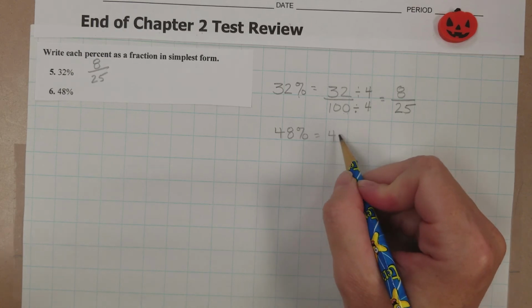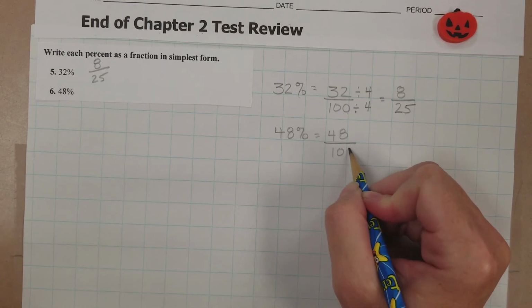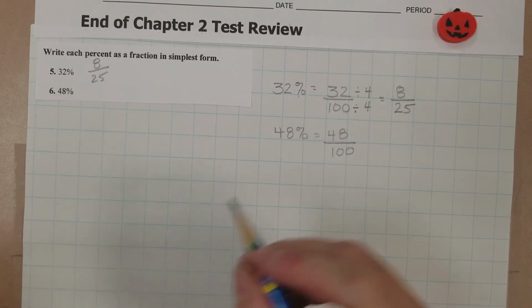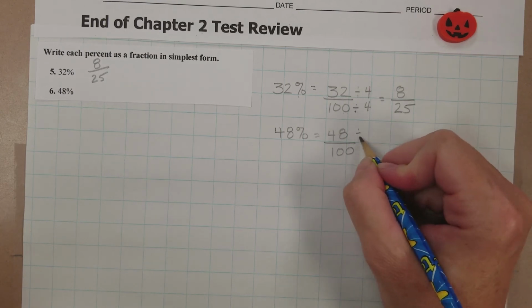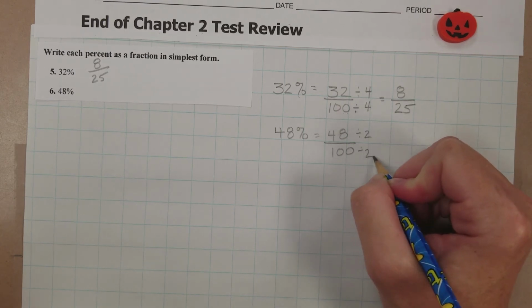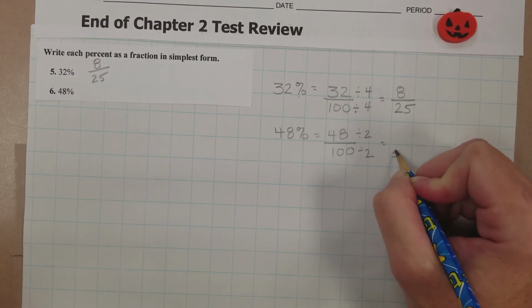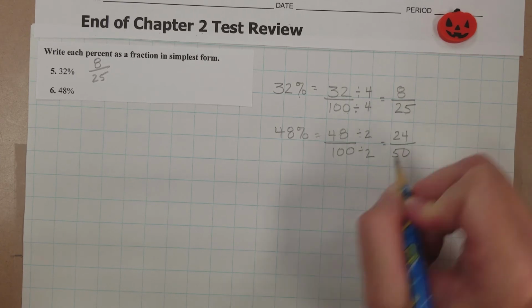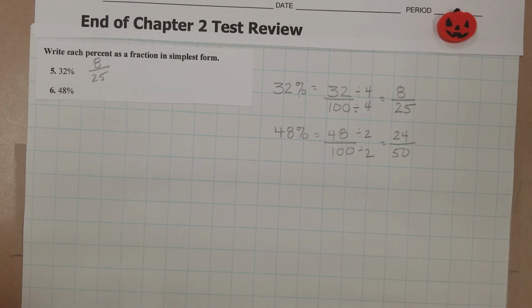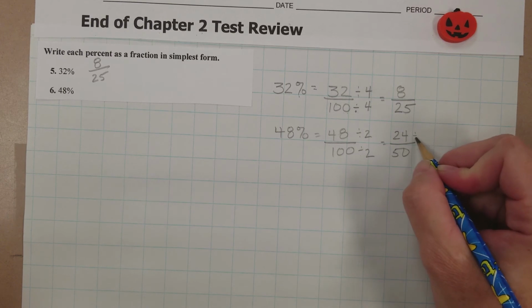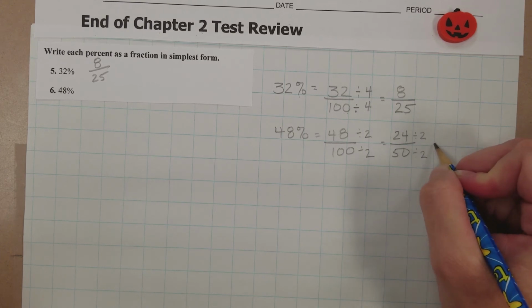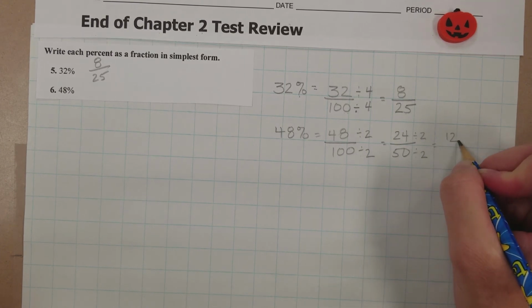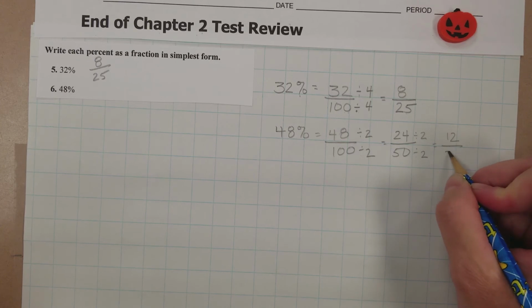Equals 48 over 100. Now, if you wanted to divide by 2 to get started, you can. That equals 50 on the bottom and 24 on the top. So I'm going to divide by 2 again, and I'm going to get 12 and 25.